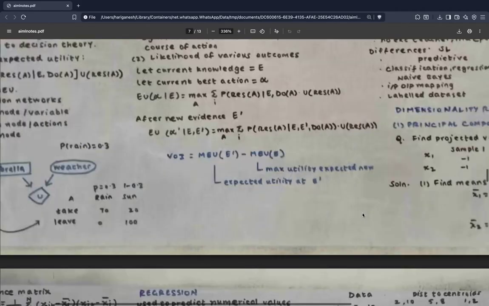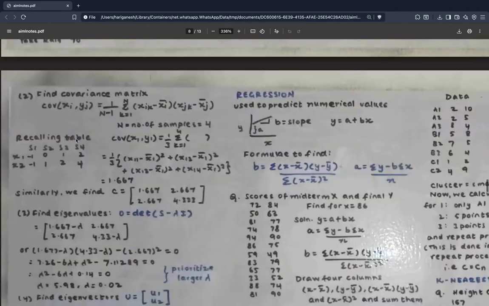The first thing you want to do is find the mean of both x1 and x2. Here we found 0.5 and 1.5, fairly simple. The second step is you find the covariance matrix. This is the formula for a covariance matrix: 1 by n minus 1, the summation over k from 1 to n, of x_ik minus the mean of xi, times x_jk minus the mean of xj. Here n is the number of samples, which is 4.